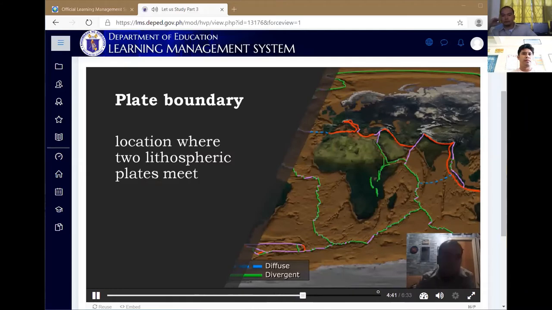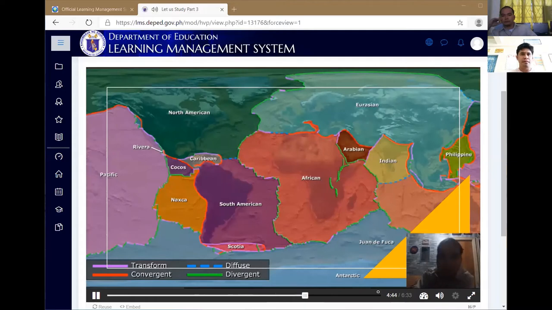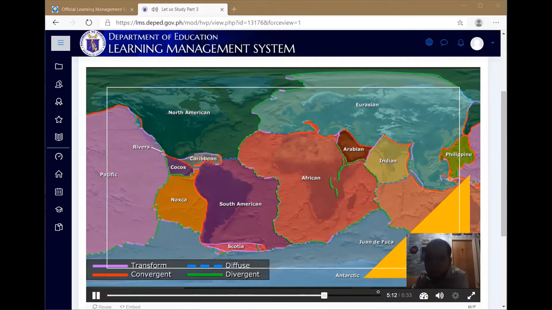So we have here different tectonic plates of Earth and the different types of boundary, that is where the plates meet. Let's just take one example for the discussion. For example, we have the Philippine plate. Philippine plate has a red boundary. So the color corresponds to a convergent plate boundary. Why convergent, we will discuss in the next slide. The others have different colors and different types.